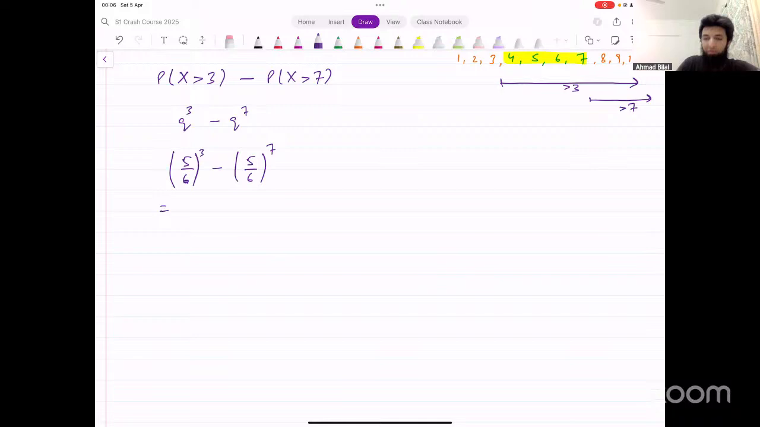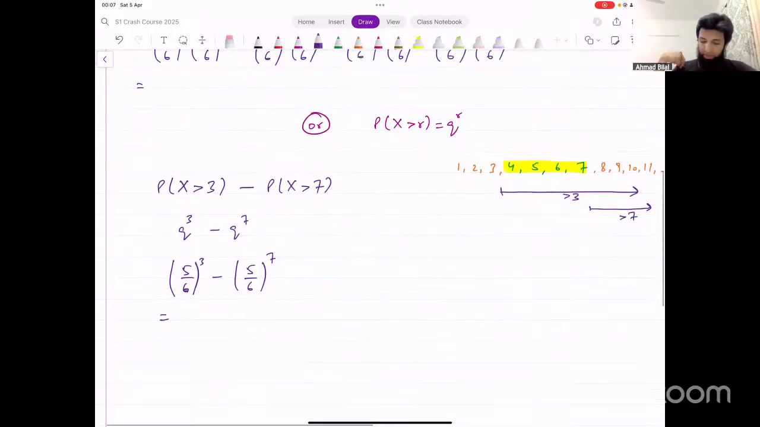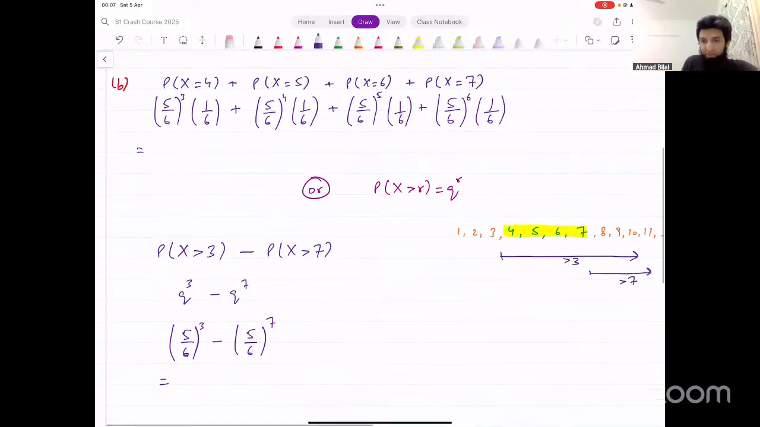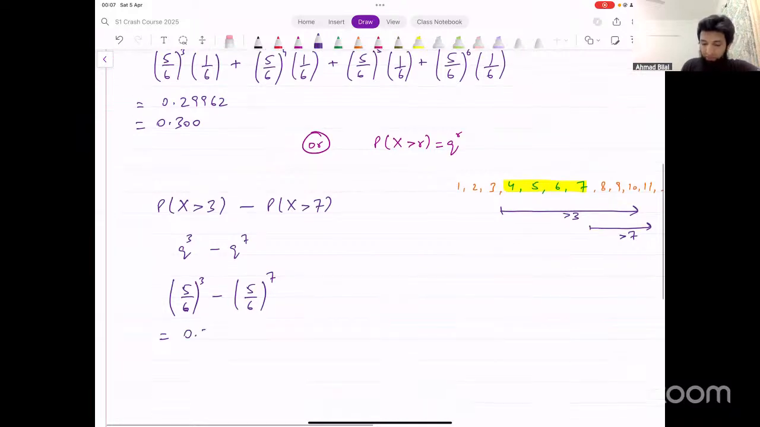You won't have to do that much calculation. Yes, it requires a bit more thinking, but it gives you the result. You can see what that is. You're saying that's 0.29962. If you want to round it off, that would be 0.300. And that's the same result that you would get from this as well.